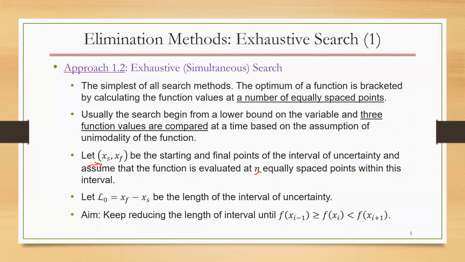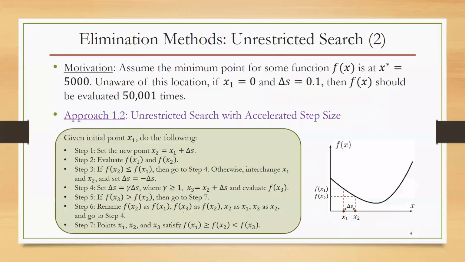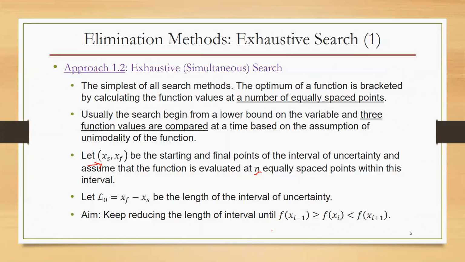Another difference is that in unrestricted, the number of functional evaluations depends on when this condition is satisfied. So you do not know in advance how many functional evaluations you have to do. As long as this is not satisfied, you keep doing it. Once it's satisfied, you stop. But in exhaustive, you know in advance how many functional evaluations you have to do, because you have endpoints and you have to evaluate at these numbers. So you'll have n functional evaluations. Am I right? Yes. So there are slight differences.